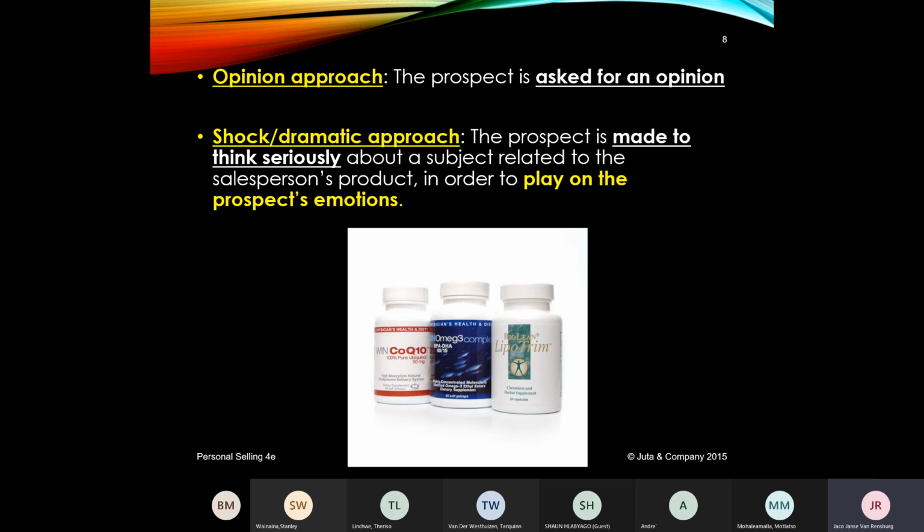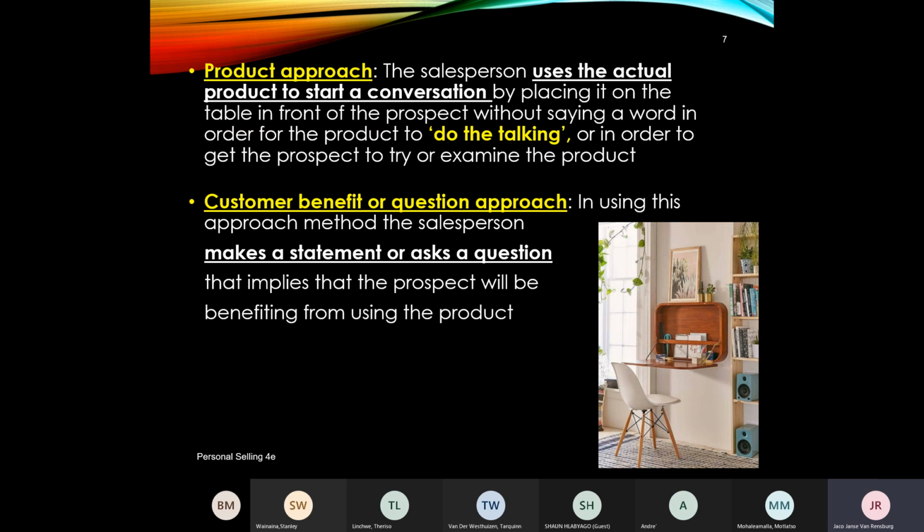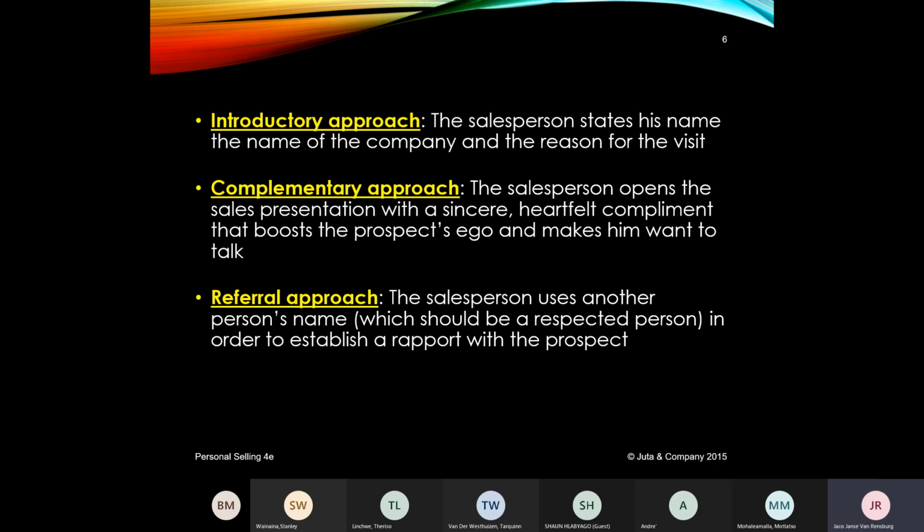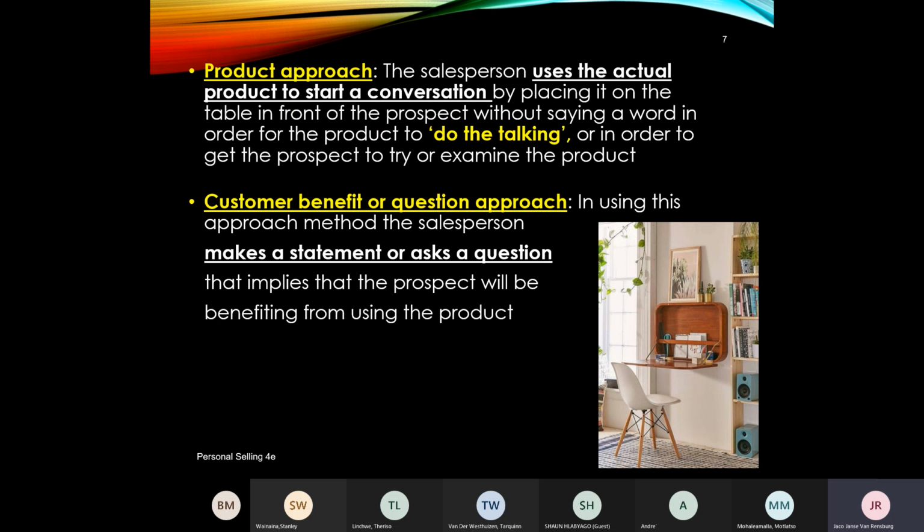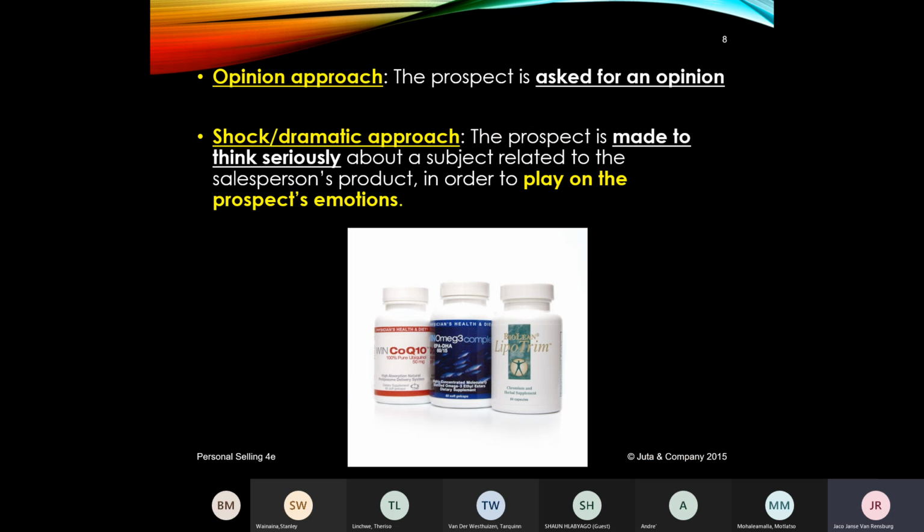Is there any of these particular approaches that you feel more comfortable with? Or can we safely conclude that depending on what product you're selling and what prospect you are selling to, it's probably wise to combine some of those initial ones that we saw? Remember that introduction approach, maybe with a complementary approach, and referral. Those 3 can almost be combined in a nice opening, and then depending on what product we are selling, maybe a combination of the product benefit or the dramatic or opinion approach. I think that's probably the safest way that we can approach the majority of our sales presentations.